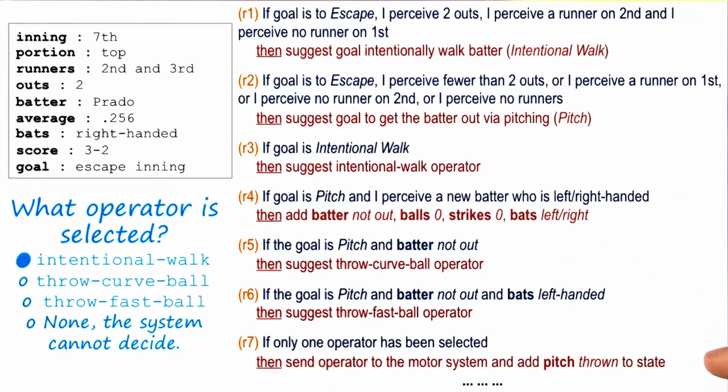Nothing else adds any other operators, so there's only one operator selected, and so that's sent to the motor system. So it ends up selecting the intentional walk operator. That was right, David. So note what happened.